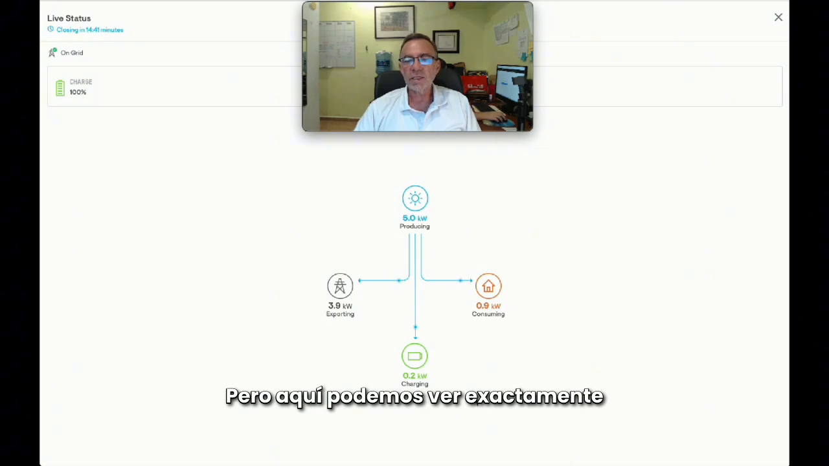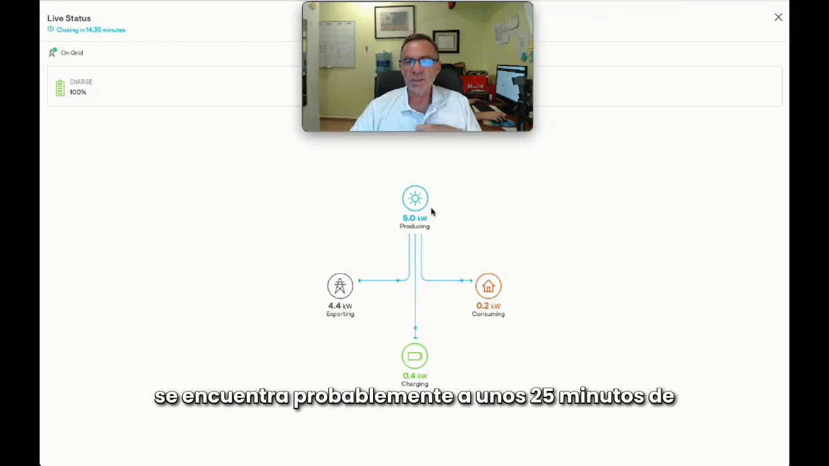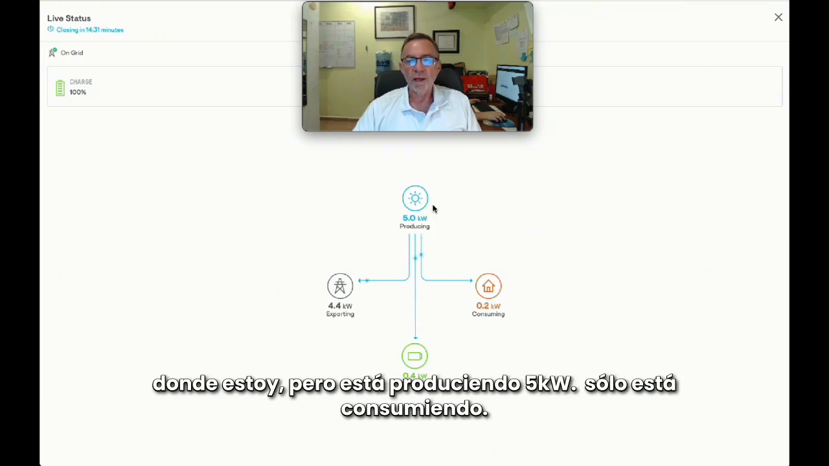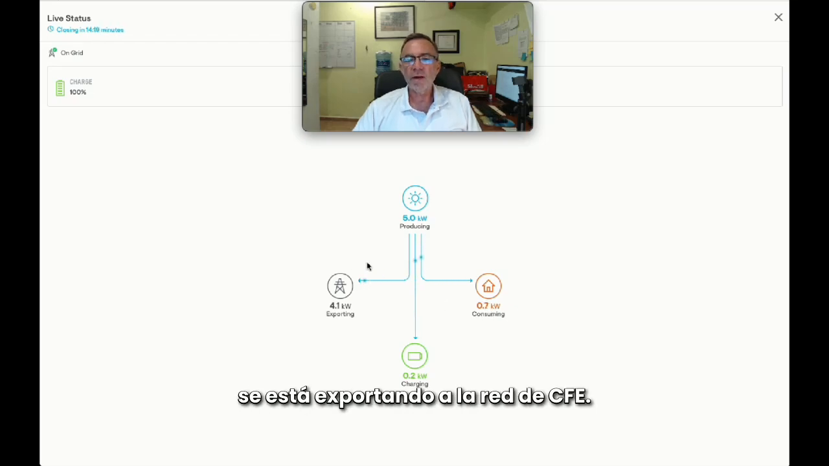But here we can see exactly what's happening on this system, and right now as I look out my window, this system is located probably about 25 minutes away from where I am, but it's producing 5 kilowatts. The house is only consuming, well, it just went up, but between 0.5 and 1.2 kilowatts. So the rest of that power is being exported to the grid.